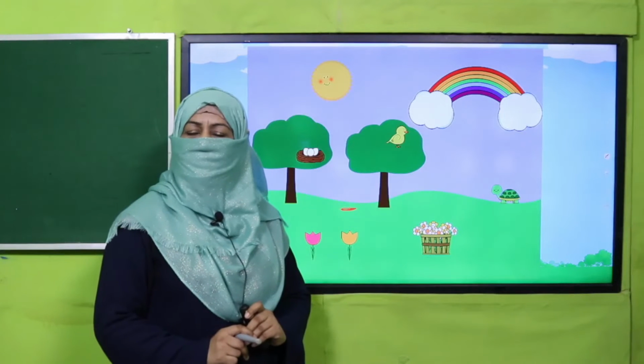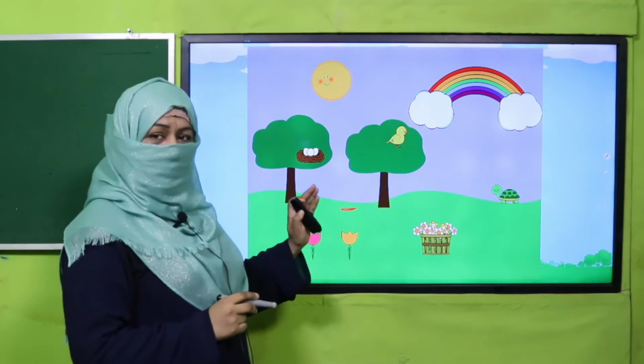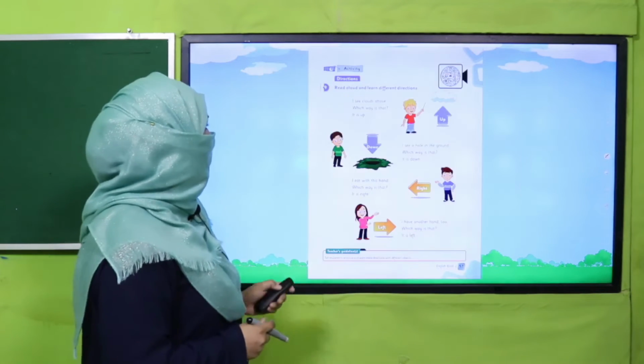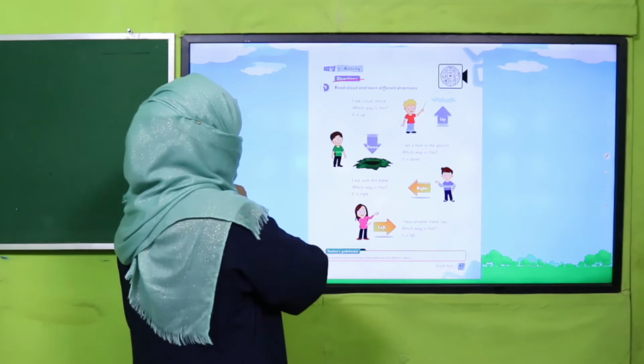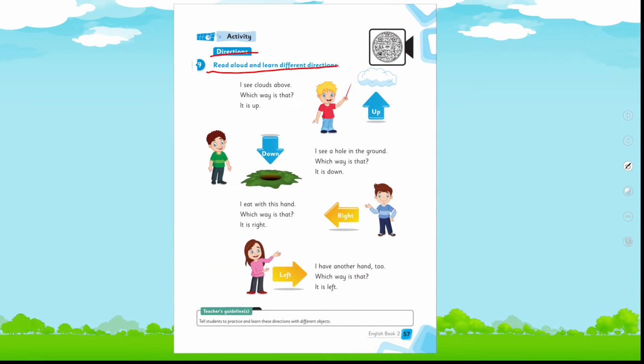Yes, my dear students, have you discussed, have you told your teacher what you can see up and what is down? Very good. So let's see what your book says about it. It's directions. Read aloud and learn about them. I see clouds up. Which way is that? It is up. I see a hole in the ground. Which way is that? It's down.